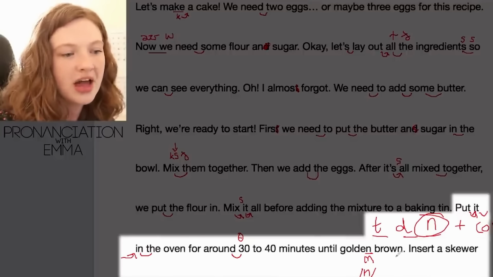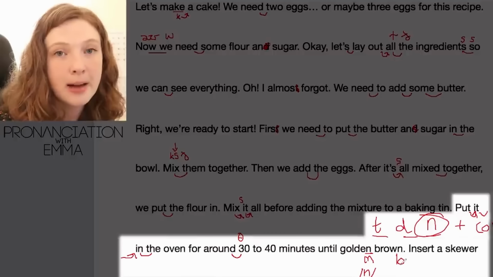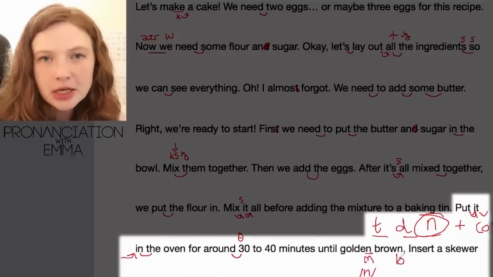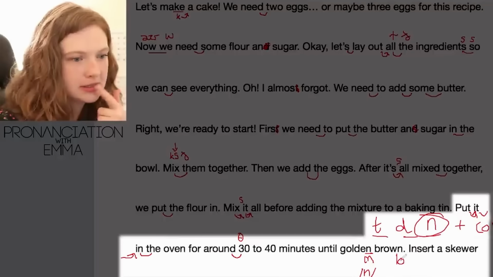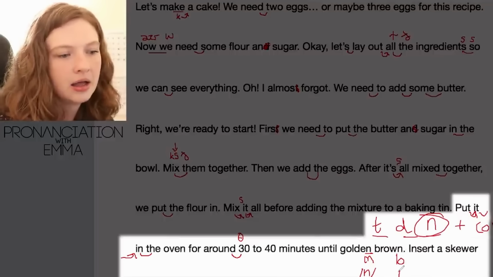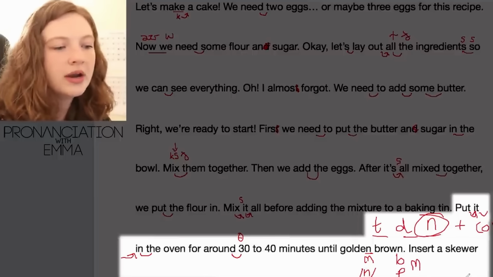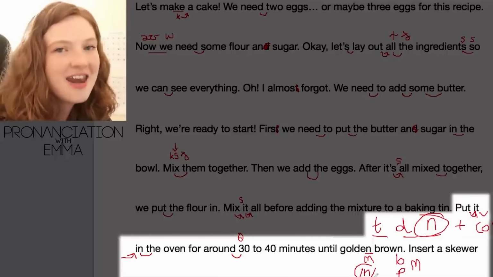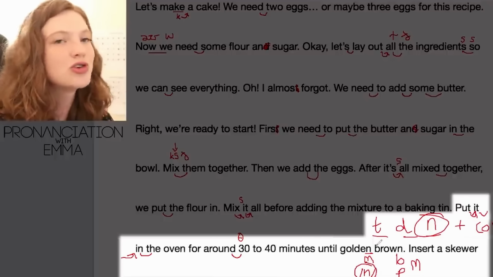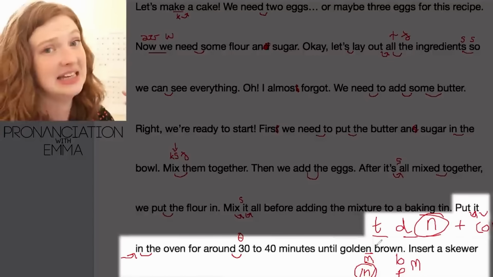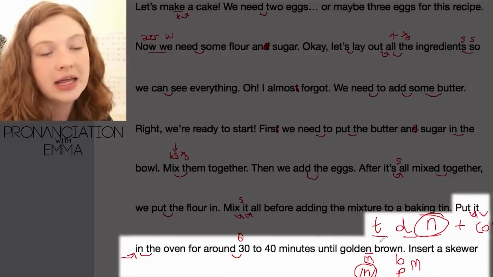Brown. So brown, we have a b sound, b. Another sound that's similar to b, so another bilabial sound, is p and m, of course. So here, what I'm going to do is take this n and change it so that it's similar sounding to this b here.